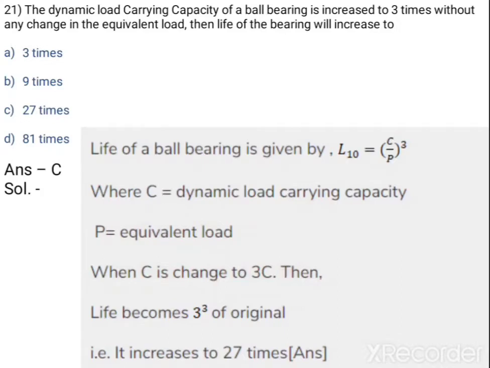Then we can definitely say dynamic load carrying capacity is directly proportional to L power 1/3, or we can say the life of the bearing is directly proportional to C power cube. So for C power cube you can put L is equal to, where C changes to 3C, so (3C) power cube. So you will get 27 C cube, that is nothing but 27 times. So option number C is correct. So for question 21, C is the answer.